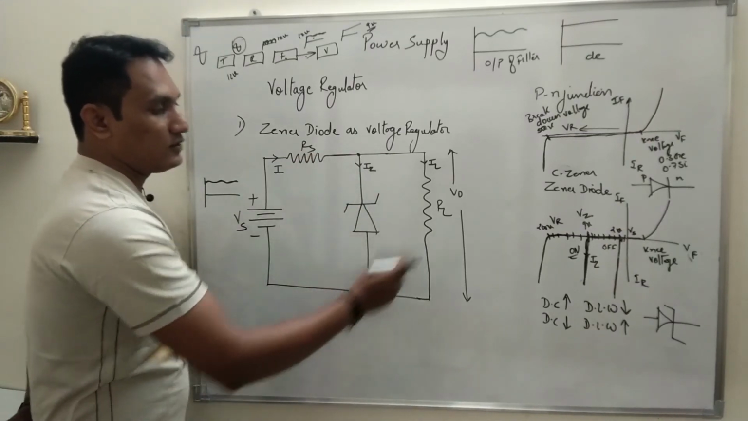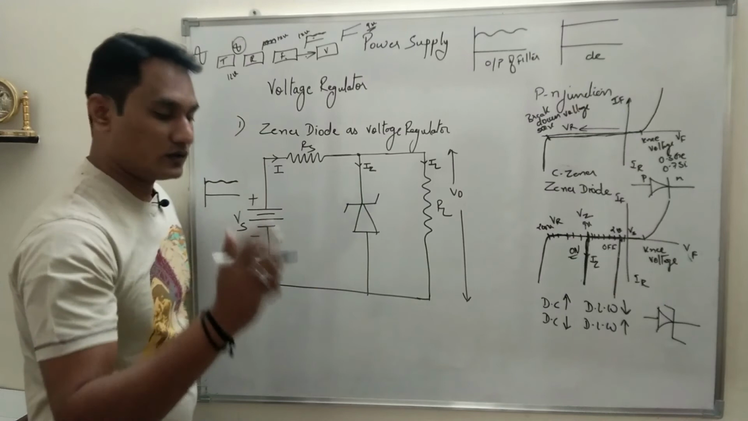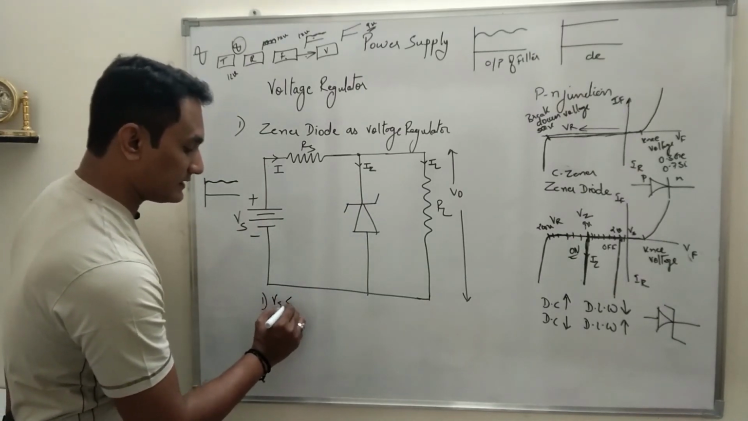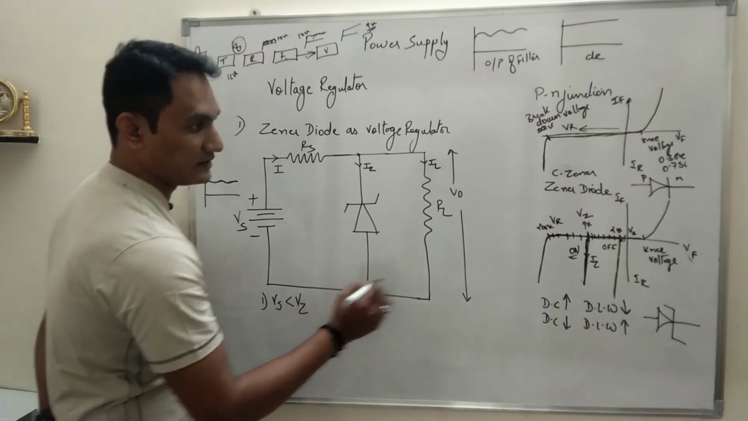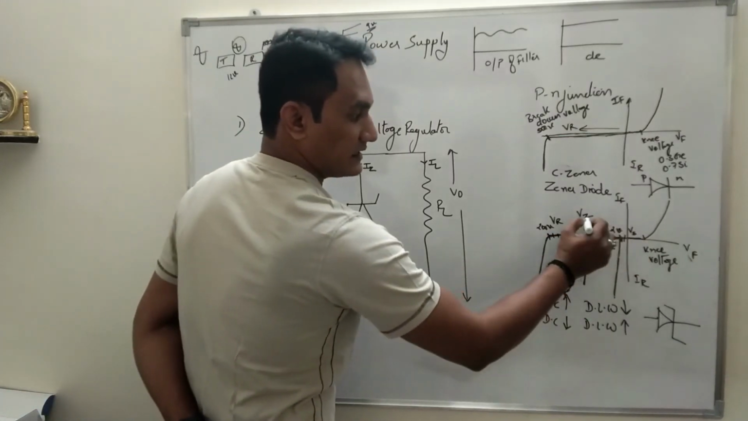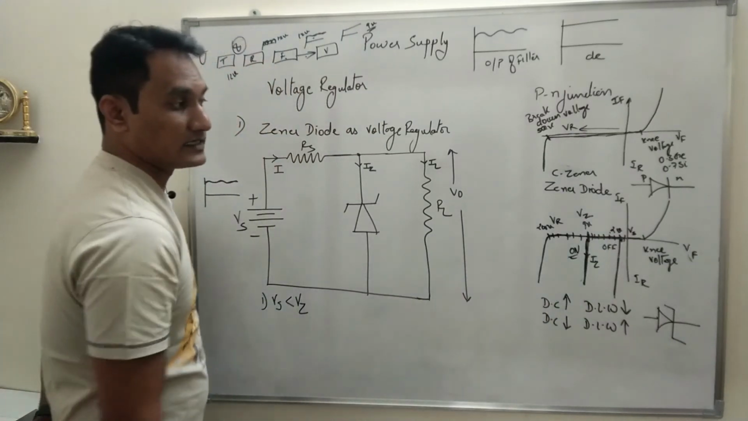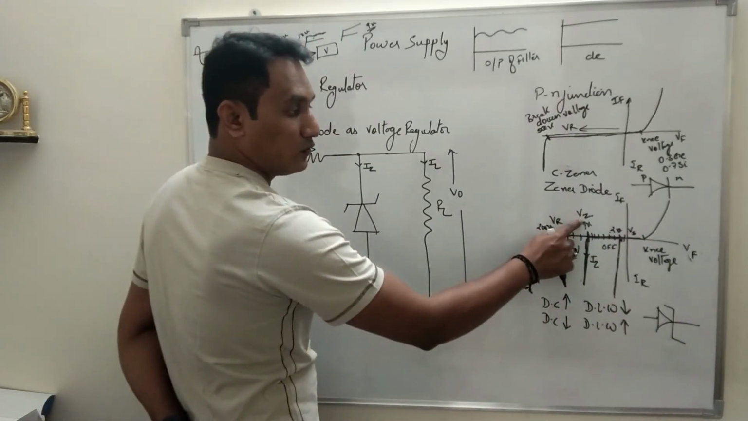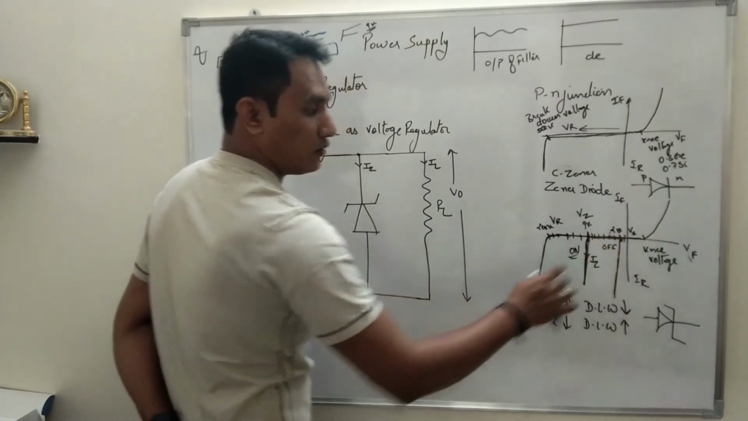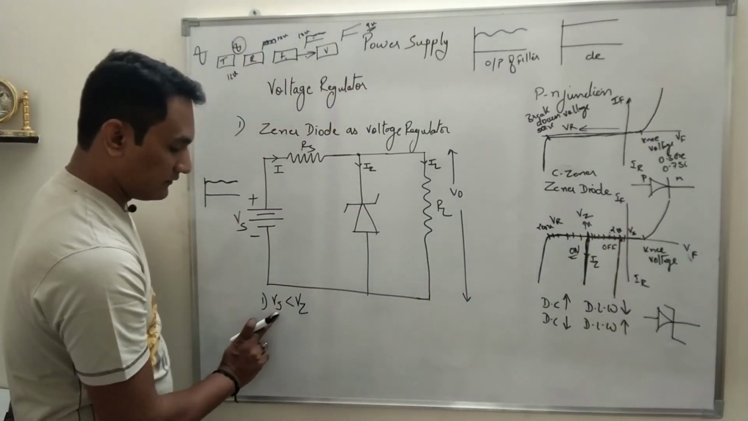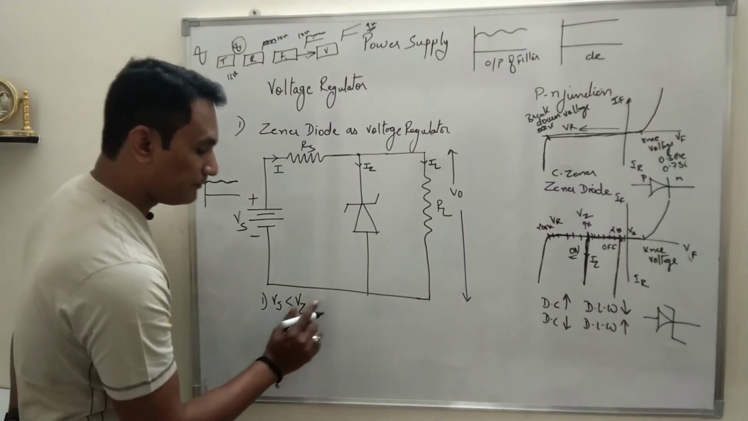We will try to understand this circuit for two conditions. The first condition is when Vs is less than Vz. What happens to the Zener diode when Vs doesn't reach the Vz breakdown voltage? Before that, no current is flowing through the Zener diode. So let us try to understand, Vs is less than Vz.